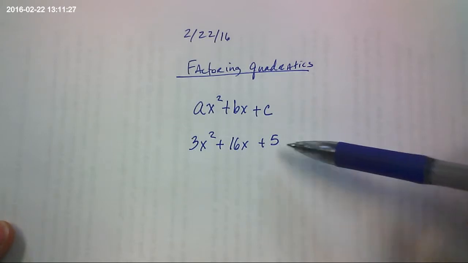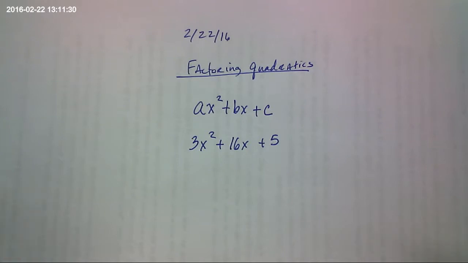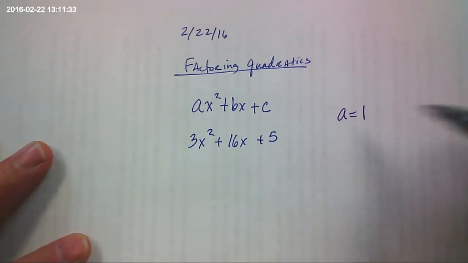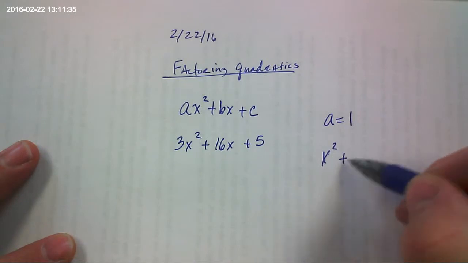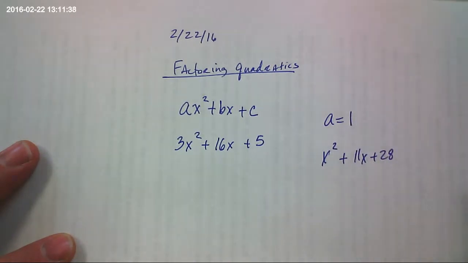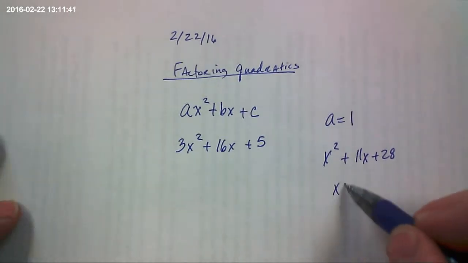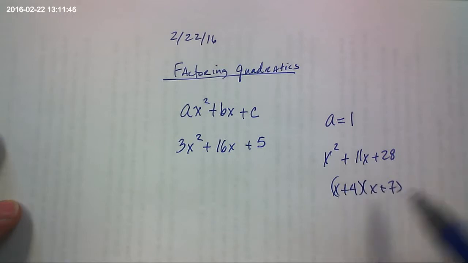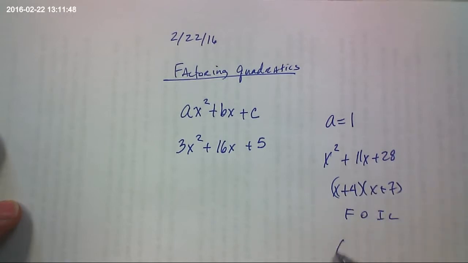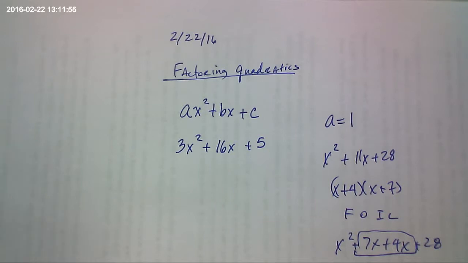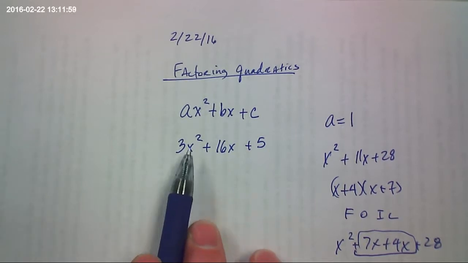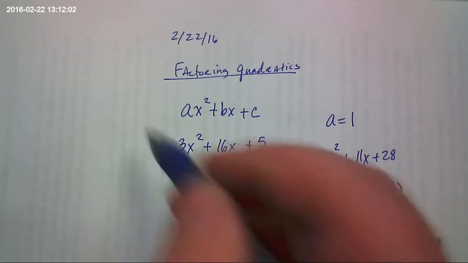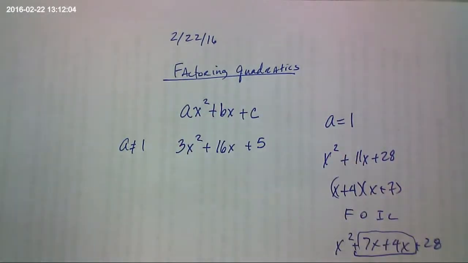All of the factoring we've done so far, except for one little thing, A has always been 1, like x squared plus 11x plus 28. And you guys would know that that's x plus 4 times x plus 7. The reason it's that is because if you multiply this together, you get x squared plus 7x plus 4x plus 28, and this equals 11x. You guys know that. This is way trickier when A is not 1.